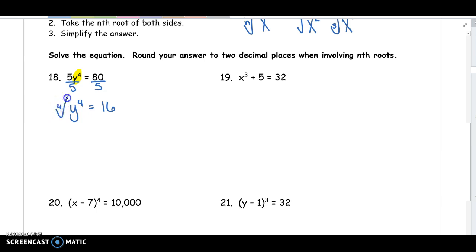We need to take the fourth root of both sides. If you look at your chart, the fourth root of 16 is 2, and that comes from one of those plus minus columns. So plus or minus 2. Y equals positive or negative 2. If it's an even index, you have to put the plus minus in there, especially when you're solving equations.